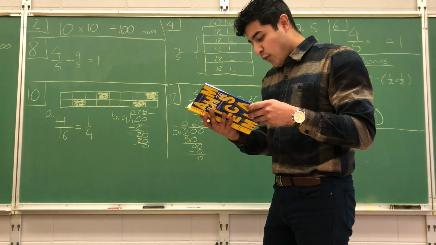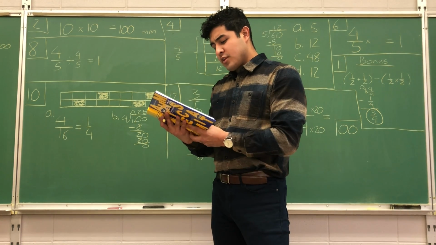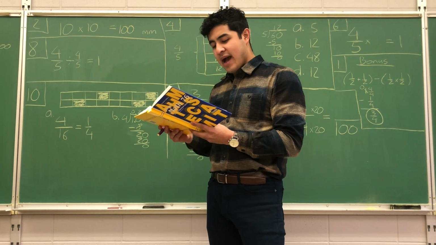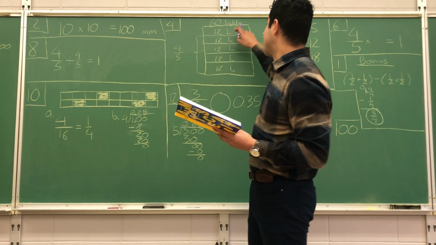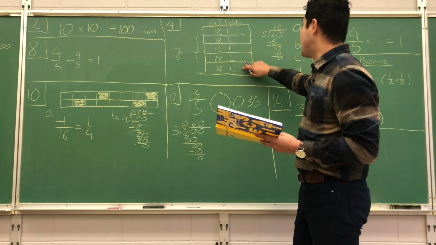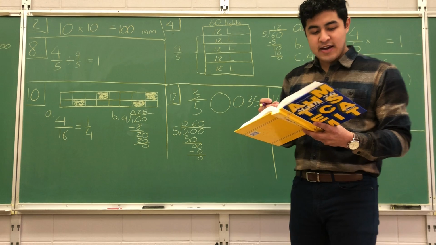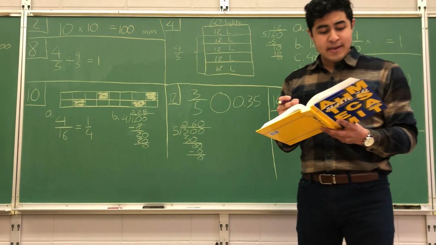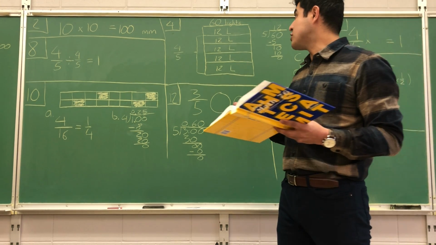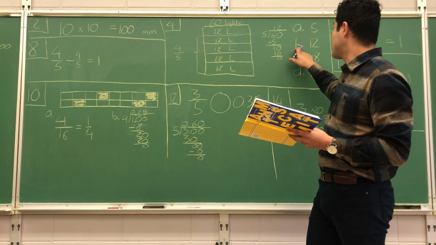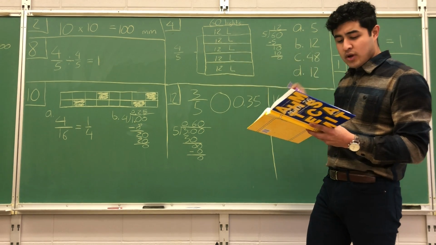All right, so 4/5 of 60 lights were on. So the first question, letter A, into how many parts have the lights been divided? So we count it, 1, 2, 3, 4, 5. So letter A should be 5. It's been divided into 5 equal parts. Letter B, how many lights are in each part? So let's look at one single part. There's 12, okay? So the answer to letter B is 12.